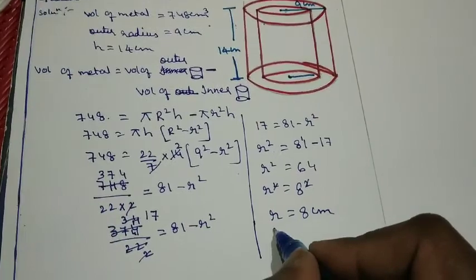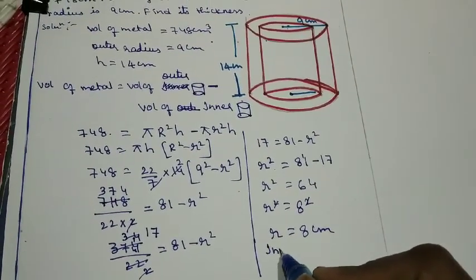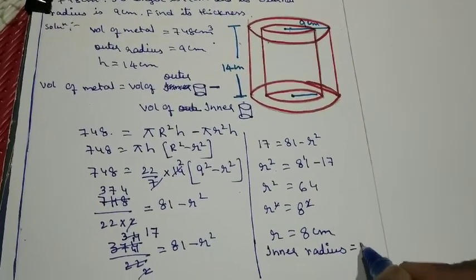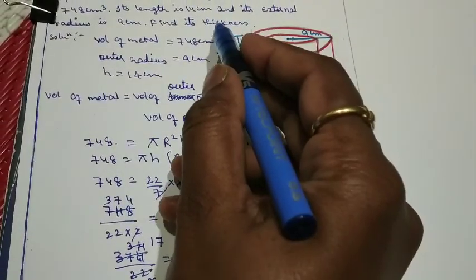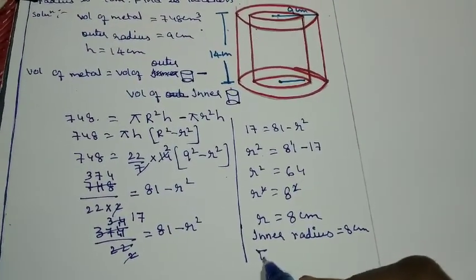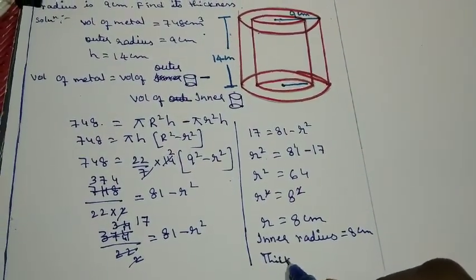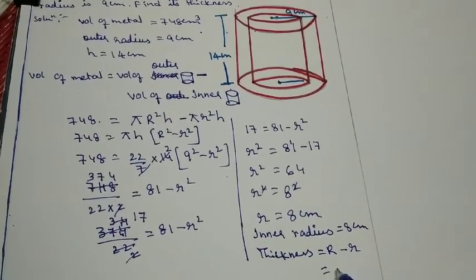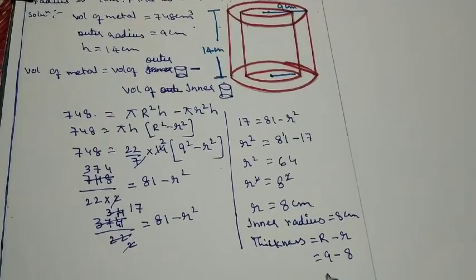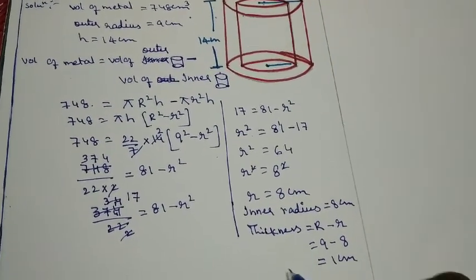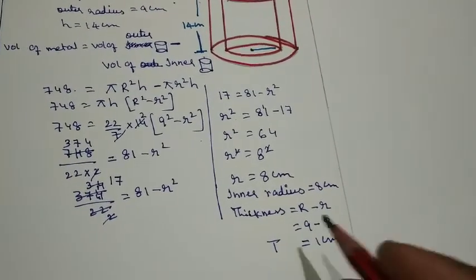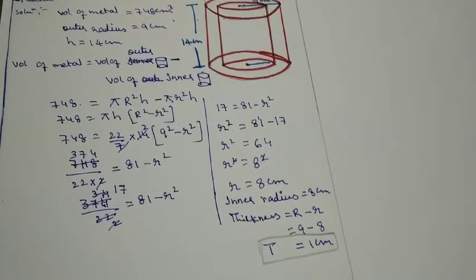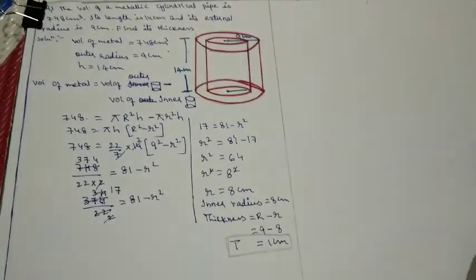What is r? r is nothing but the inner radius. So inner radius equal to 8 centimeter. But here he is asking to find the thickness. So thickness equal to capital R minus small r. That is 9 centimeter minus 8 centimeter equal to 1 centimeter. So the thickness is 1 centimeter. Hope this is clear for you.